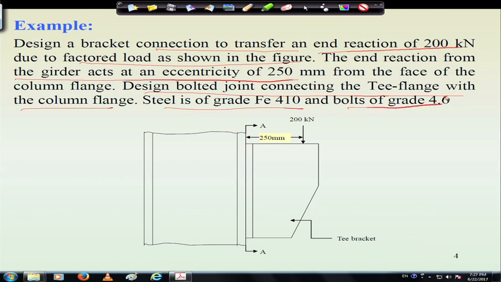That means, here we have been given the force in terms of end reaction and the eccentricity. So, P and E are given, and it is told what grade of bolt and what grade of steel are used, which will be required for strength calculation. These are the only things given. Now, I have to find out the number of bolts, diameter of bolts and the arrangement, which means what will be the edge distance, what will be the pitch distance, how it will be arranged, what will be the total depth h. Those things we have to find out.